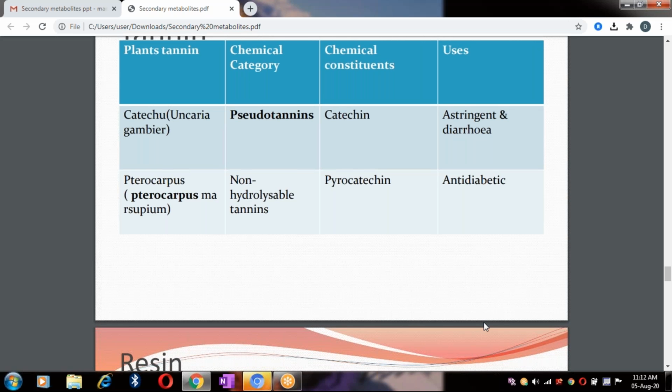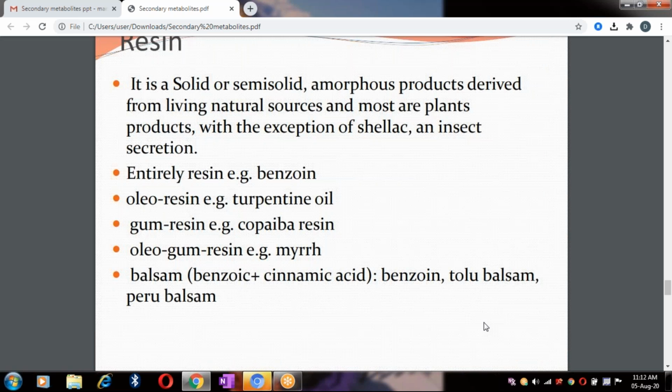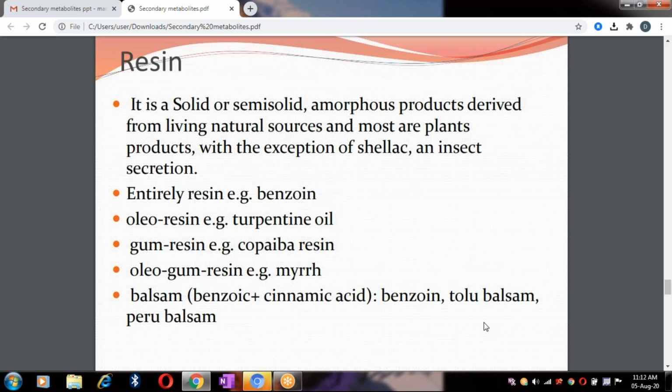Okay. Next class of metabolite is resins. So even resins we have discussed in yesterday's class. So what is resin? Where do you find resin, or can you name some drugs which contain resin? What are resins? Yes, any one of you? You can see the slide also and tell me.